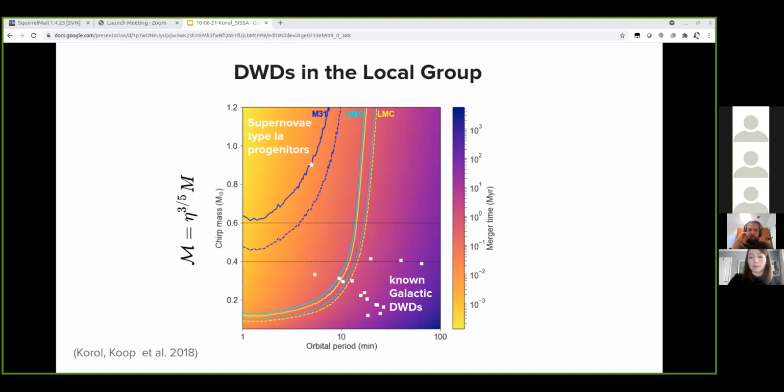Sorry, did somebody have a question? Because I heard some noise. Okay, if no, then I will continue by replying on why we don't see these binaries in the Milky Way. Does it change? Okay.